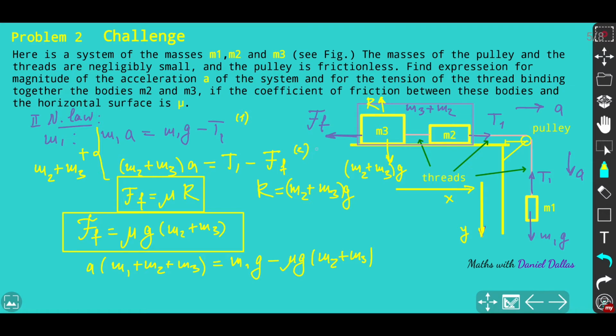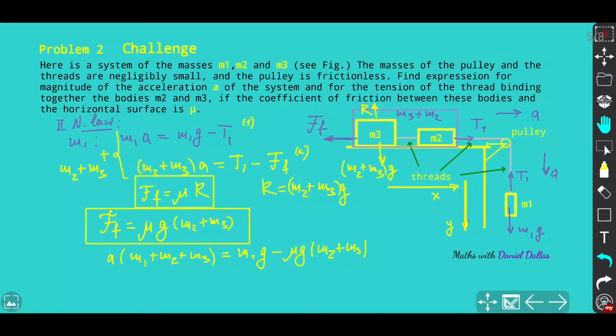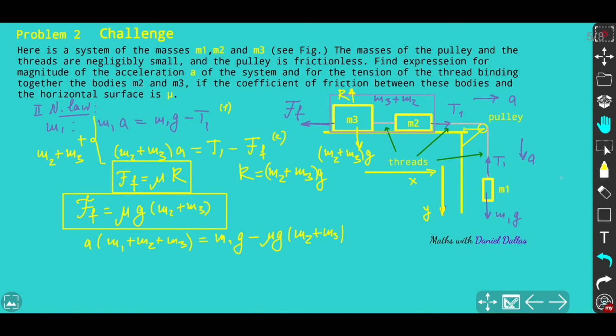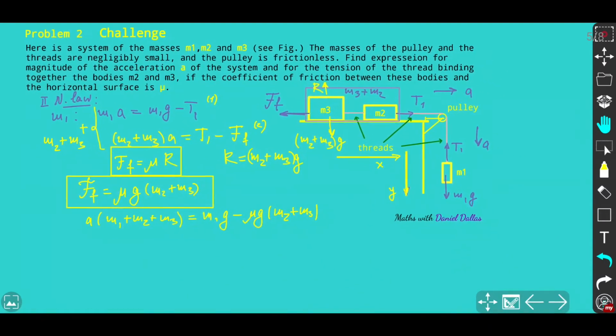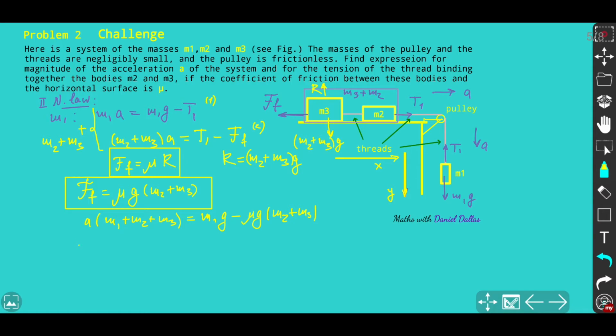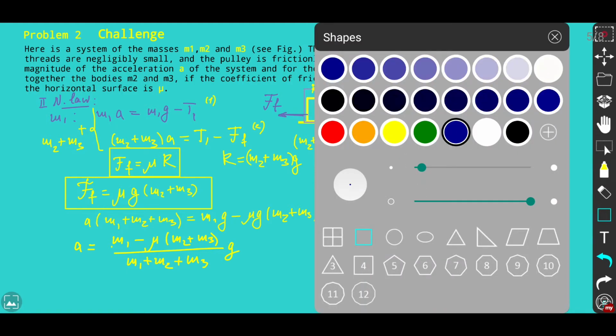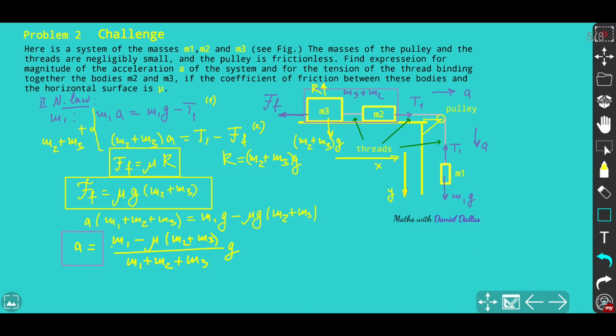Finally, what's left is to express acceleration from here. That won't be hard stuff. It's going to be pretty easy. We can do the following: I'm just going to factorize g and write that over the total mass M1 plus M2 plus M3 times g. And that's going to be the resultant formula for the acceleration that each part of the system has in that case.